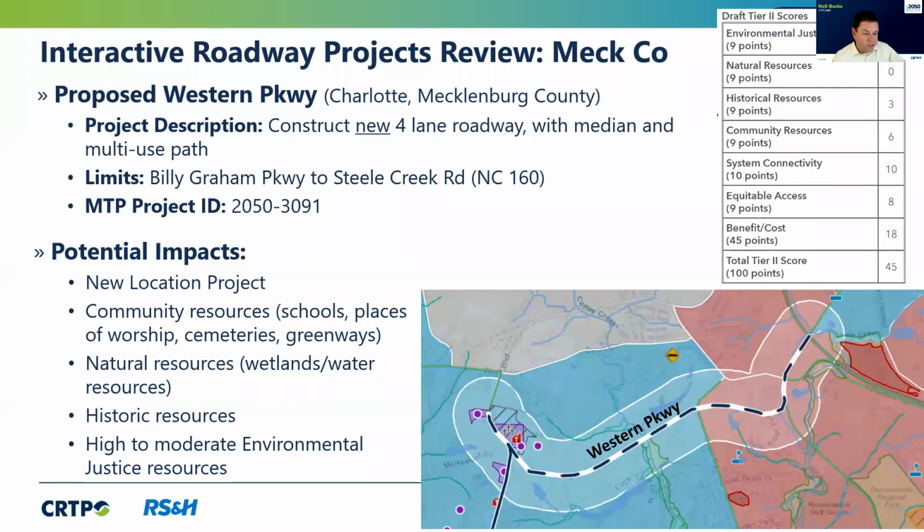The scope of this project is to construct a new 4-lane roadway with median and multi-use path. The project limits are Billy Graham Parkway at the east to Steel Creek Road, or NC 160, at the west. And you can see the project ID there. And then I'll go ahead and turn it back over to Travis again to talk about the tier 2 scores for this project and the potential impacts.